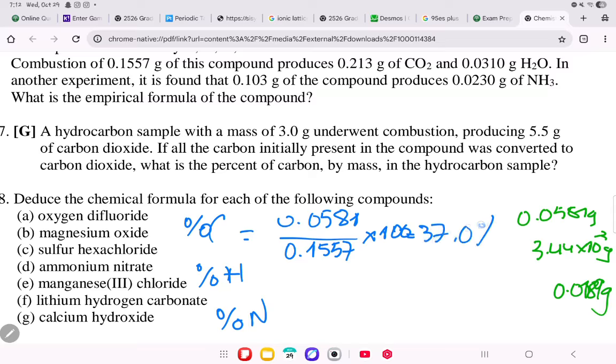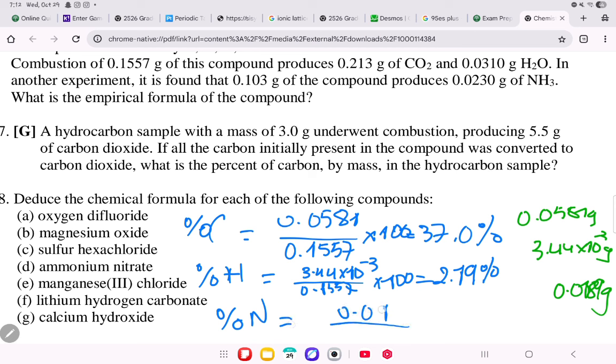Then for hydrogen, it's 3.44 times 10 to the power of minus 3 over 0.1557 times 100. So that's gonna be 2.19%. And then for nitrogen, it's gonna be 0.0189 over 0.1557 times 100, so that's gonna be 18.4%.